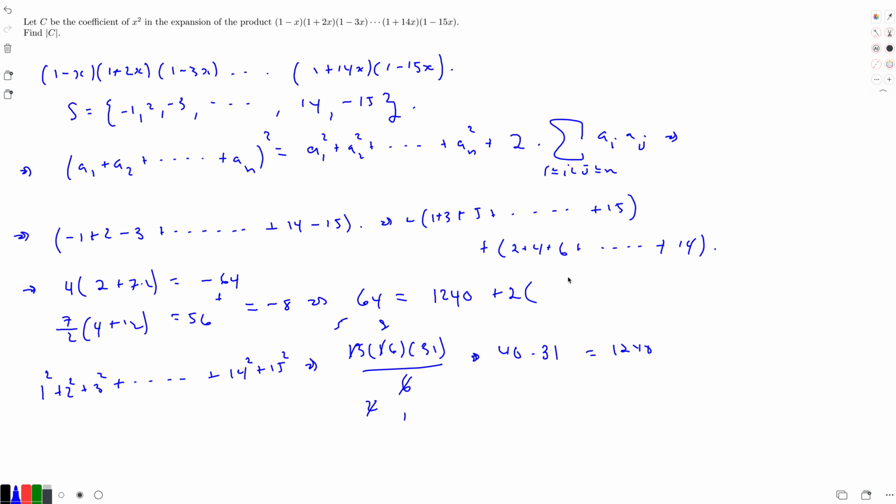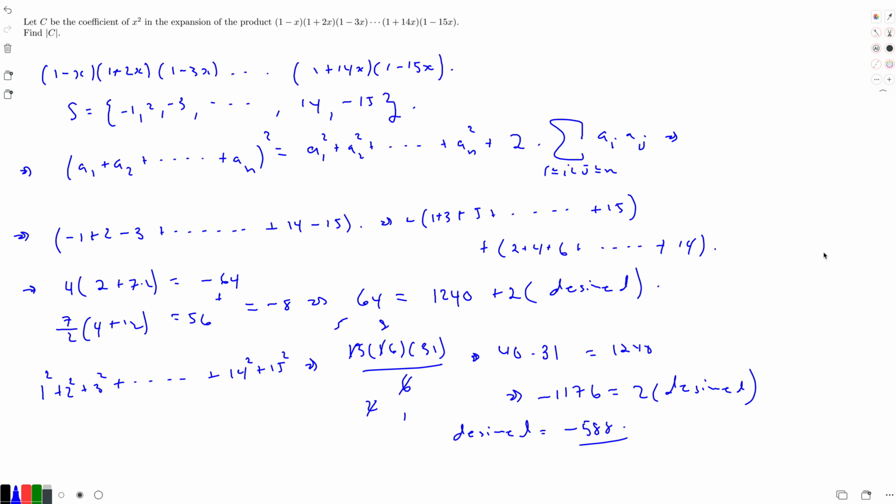So 64 equals 1240 plus 2 times... You know what? I'm not going to write this thing. I'm literally just going to call it our desired expression. So let's just do the math to get our desired. 64 minus 1240 is negative 1176, right? Yeah, so negative 1176 is equal to 2 times desired. Hence our desired will simply be equal to negative 1176 divided by 2, which is negative 588. So we found the coefficient of x squared over here.